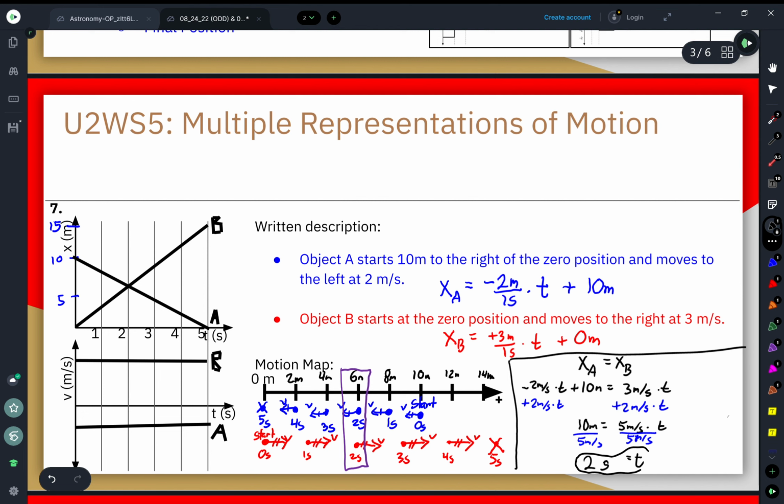So the time that they interact at is going to be 2 seconds. If I want to figure out what position that is, I just plug it back into either of those two equations.